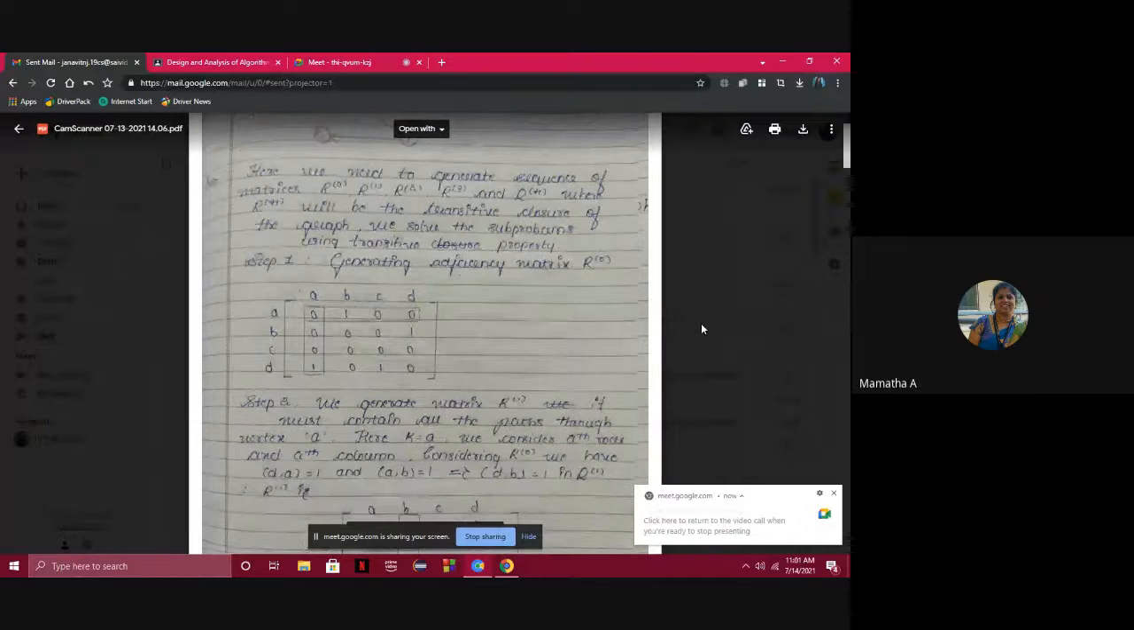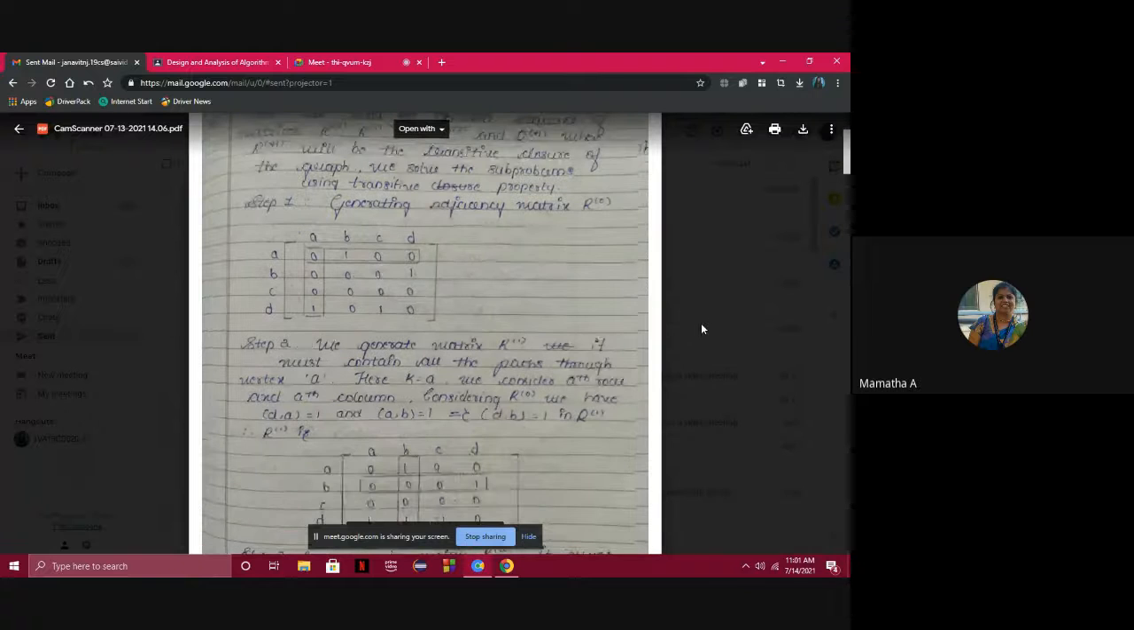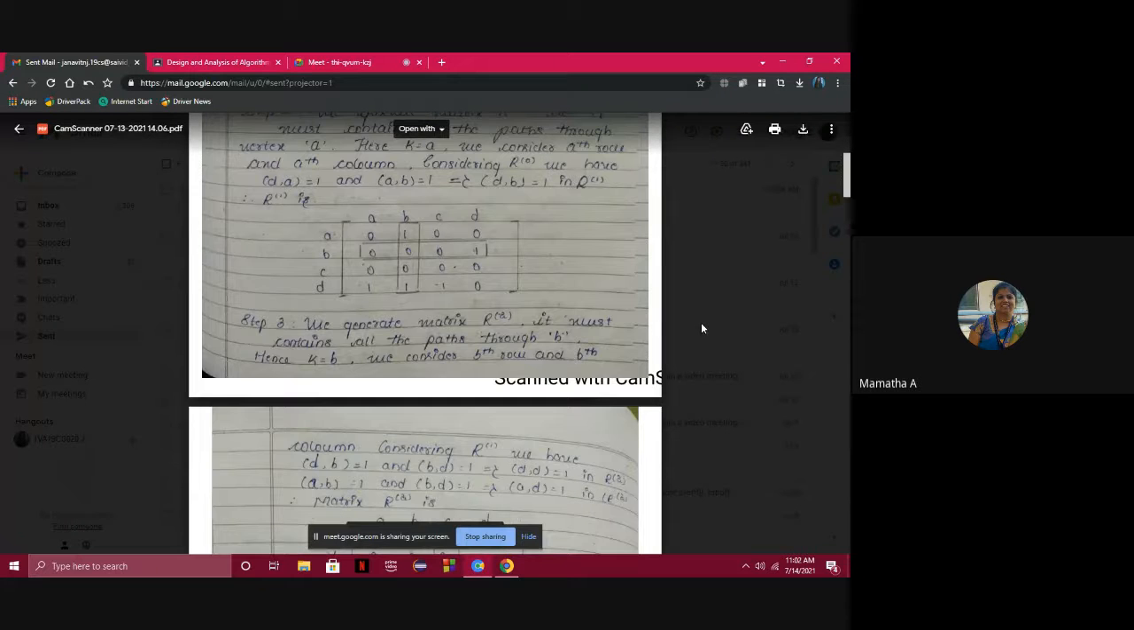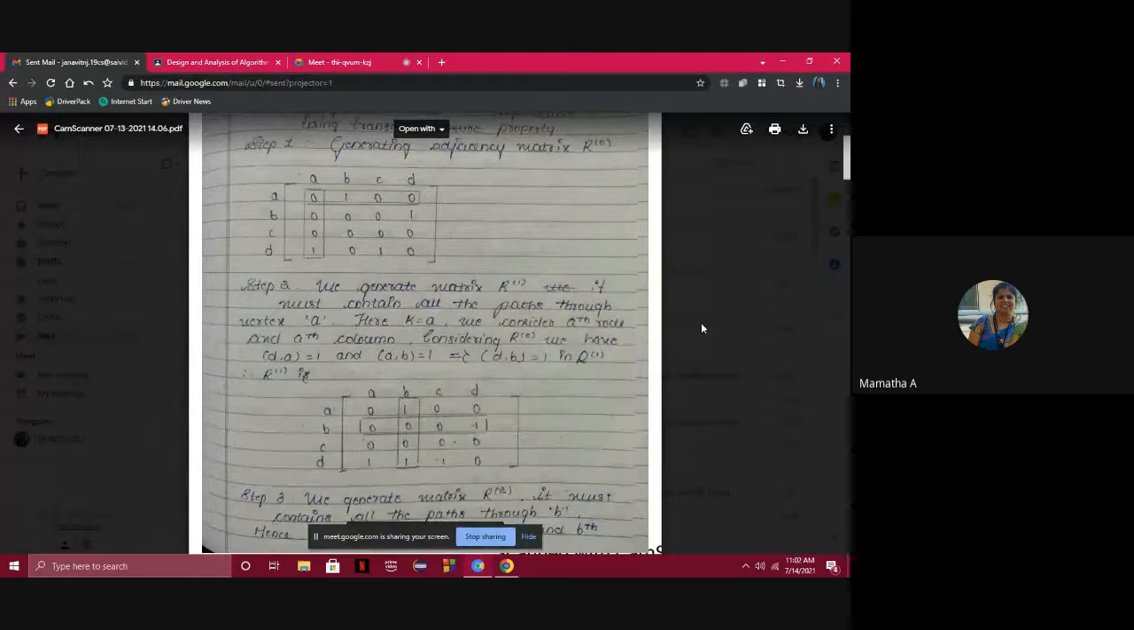Just scroll down. Those who have done the problem, check the intermediate matrices. Okay. R0, R1, R2. Come down, Janvi. Scroll down. Okay. Go above. Just check the intermediate matrices. Slowly you can go above. Scroll down, sorry.